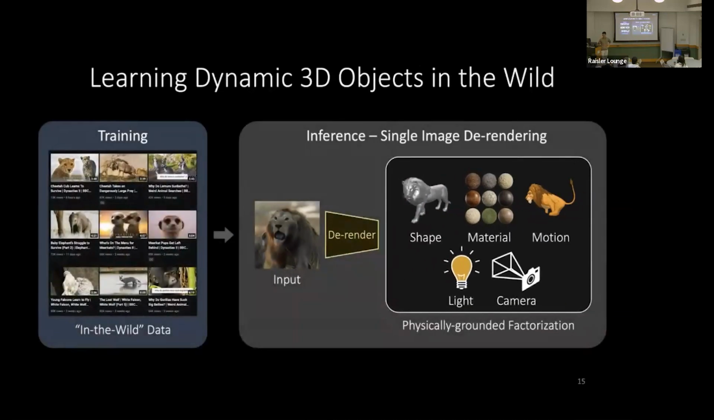The setup is, at training time, you would see a bunch of images or videos online, and you would try to train a model that at inference time takes a single 2D observation, a single image, and is able to infer the underlying 3D representations of this object, like 3D shape, motion, material, etc.